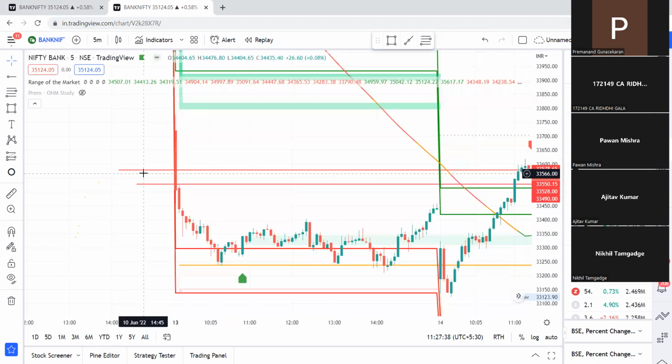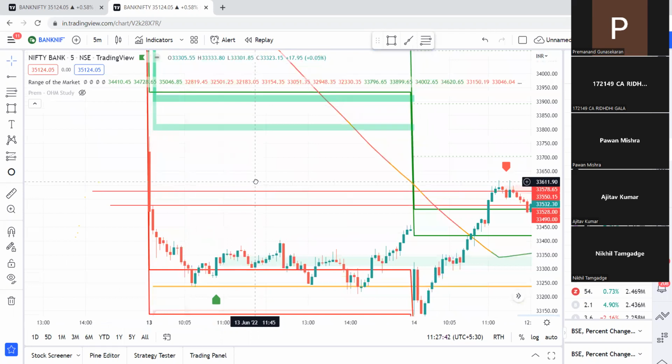Sir, if we have an arrow after and before the reversal candle formed at the higher and lower level, what should we do, sir? So this one you're talking about? Yes, sir. After the reversal candle, you find an arrow here? Yes, sir. So the arrow is there, na?